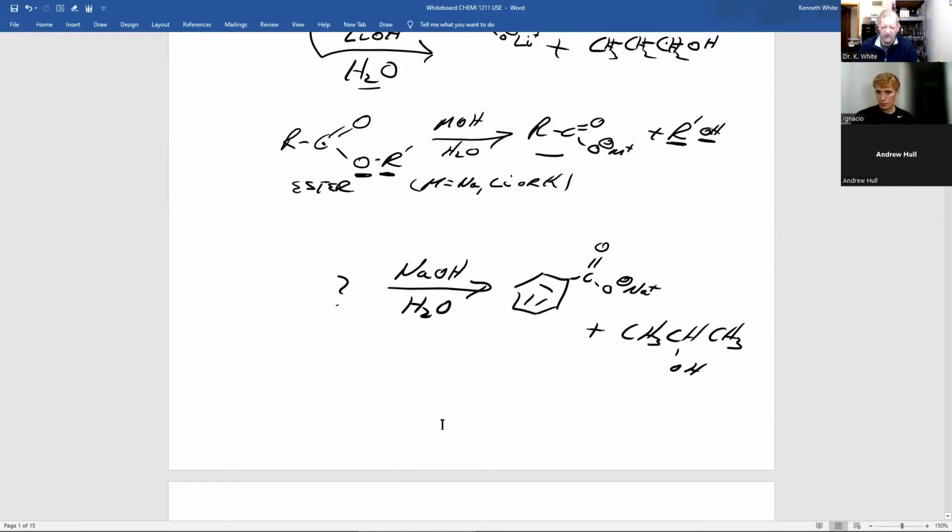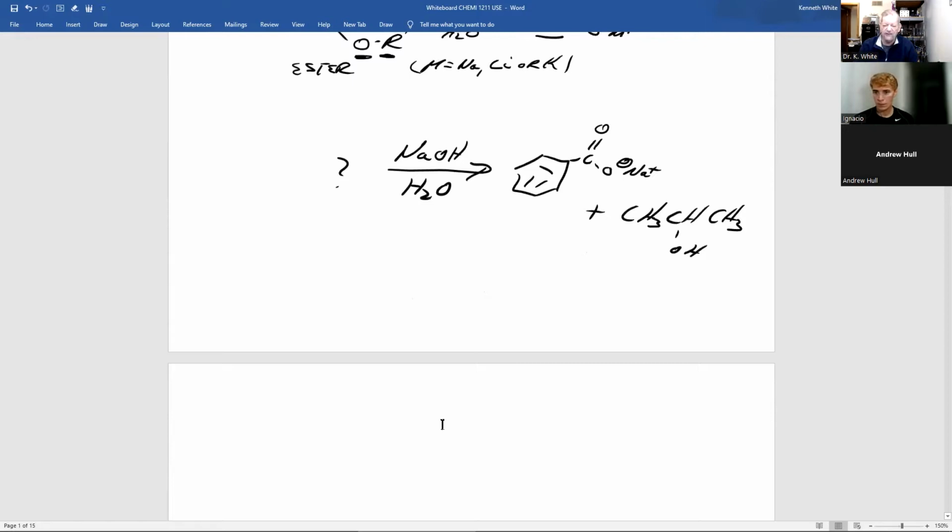All right, how do you do this? Well, you look for what's different in the products. What do we have here? We got a benzene ring, but benzene doesn't react with sodium hydroxide or water. So I'm going to call that R. Got a carbonyl, oxygen minus, and sodium Na plus, which I'll call M plus. And then this right here, oxygen with a hydrogen and a carbon, that's an alcohol.